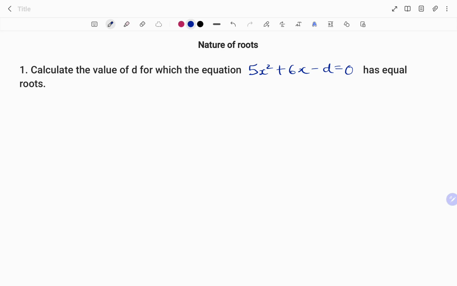In this video, we're going to be solving some questions that deal with the nature of roots of a quadratic equation.